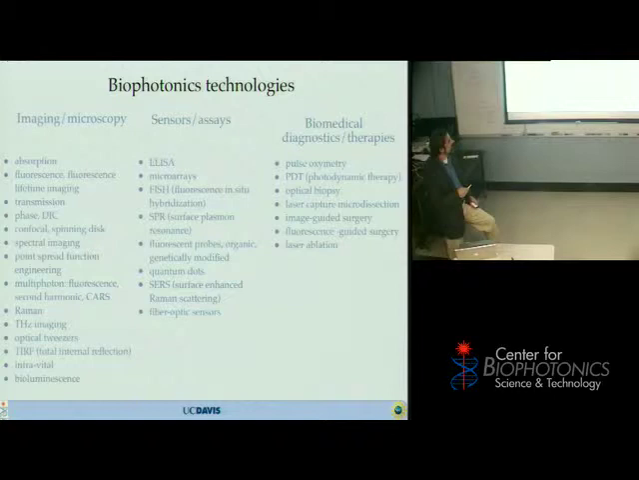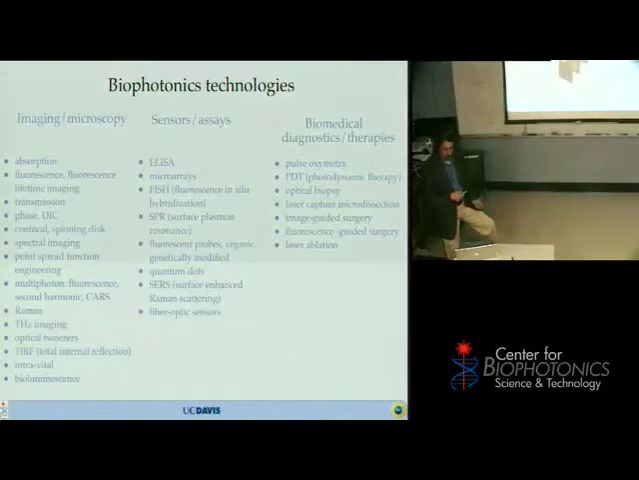oximetry and optical biopsy. Laser capture microdissection is one technique that's very used in pathology, when you coat your sample with a plastic foil and shine a UV laser, and where you shine the UV laser, it heats up and you capture basically only a few cells in that region. This is very much used. There are also devices aimed at image-guided surgery and even laser ablation.